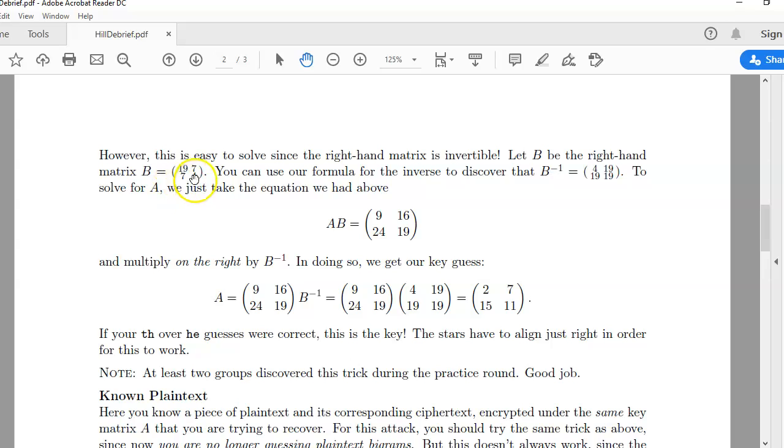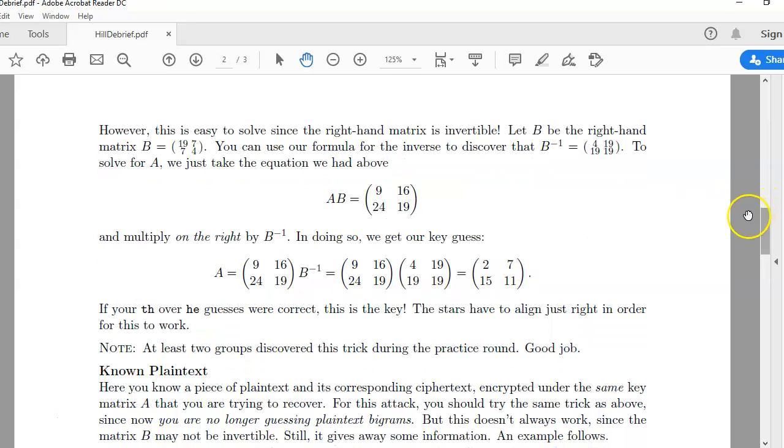If you let B be that term, you can use our formula for the inverse to see that it's invertible, and here's the inverse, okay? So here's the equation I just pointed to you. A times B is the right-hand side, but I know that B is invertible, so you can multiply by the inverse of B on the right and actually get the key.